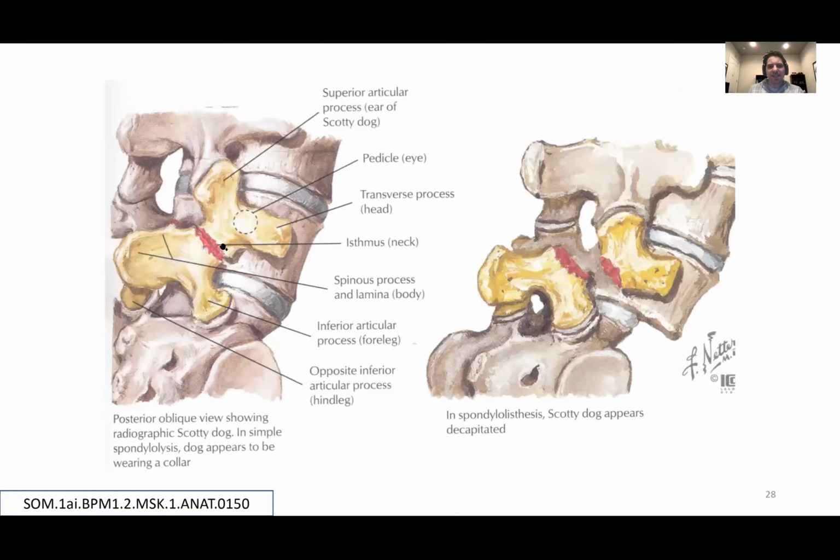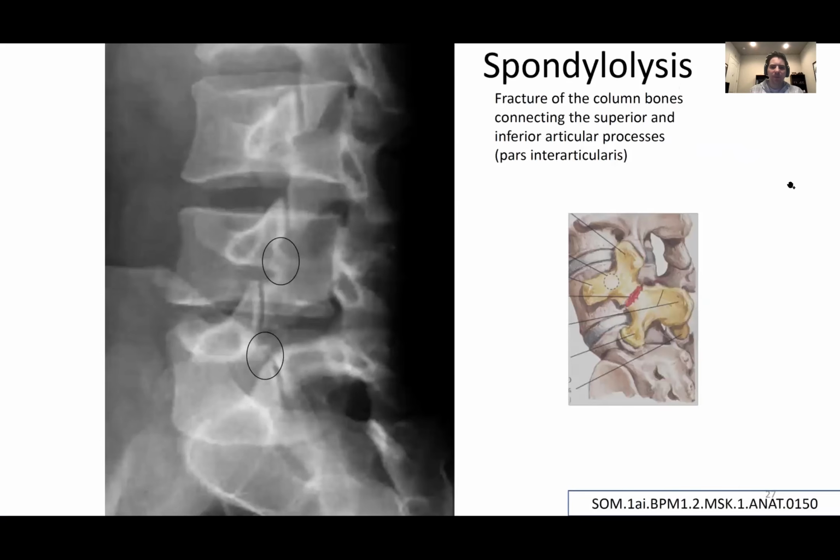And you can see here, this is an oblique view. You can see the Scotty dog. You can see this is a fracture of the collar. This is called the pars interarticularis, right? That weak point. And you can see here we have this slipping of the superior portion, the superior vertebra. This anterior slipping is going to be spondylolisthesis.